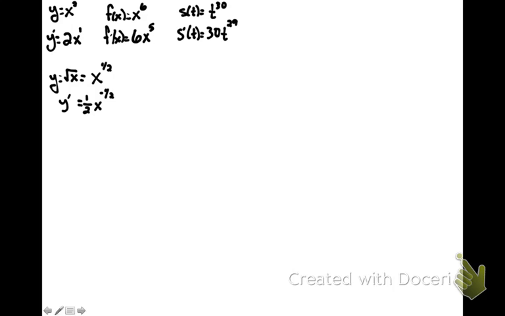If I was dealing with y equals 1 over x, I just need to realize that this is the same as x to the negative 1 power. So then y prime, bring the exponent out front, and subtract the exponent by 1. Negative 1 times x to the negative 2. And I could rewrite that as negative 1 over x squared.